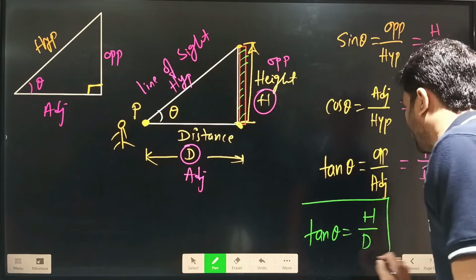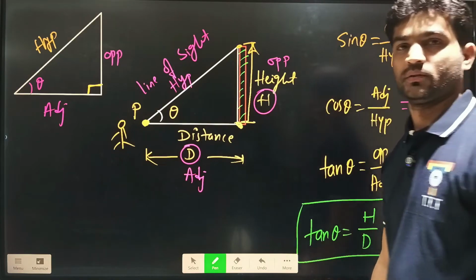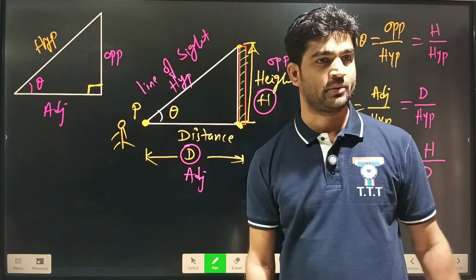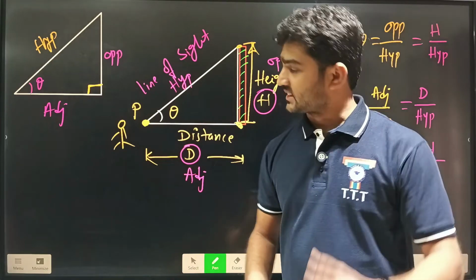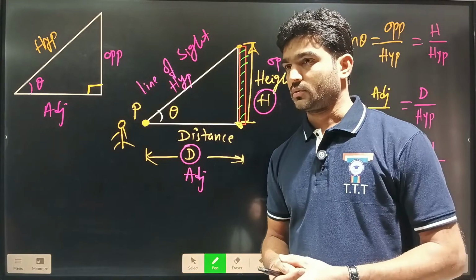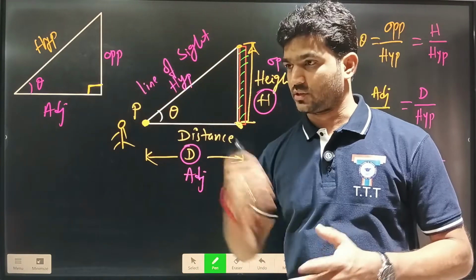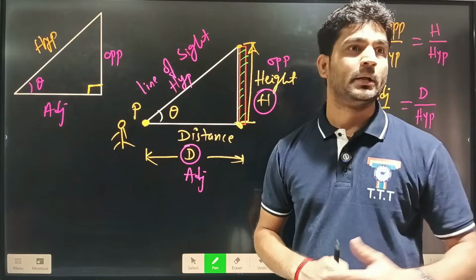This is very important to work out. This is the basic information from the last class. At the same time, there are two more things: one is angle of elevation and another one is angle of depression.